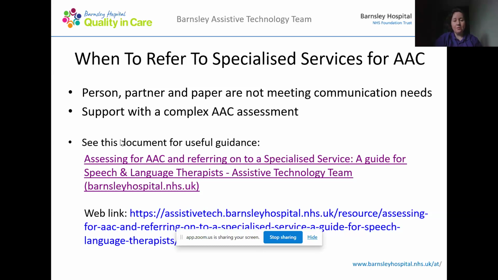And then this is a useful resource that gives you suggestions for what things you could consider when assessing for AAC and referring to our team. So definitely recommend having a look at that link.